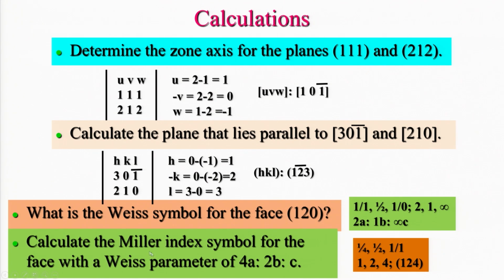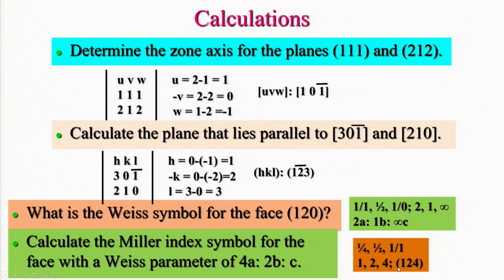The fourth one is that we have to calculate the Miller index symbol for the plane whose Weiss parameter is given as 4a, 2b, 1c. In the same way we have to take the reciprocal of these integers. 4 becomes 1 by 4, 2 becomes 1 by 2 and this is 1 by 1, and so the LCM is 4, you multiply with that. So, 1 by 4 into 4 becomes 1, 4 into 1 by 2 becomes 2, and 4 into 1 by 1 is 4. So, the Miller indices symbol will be 1, 2, 4.